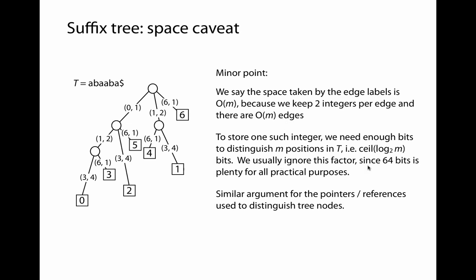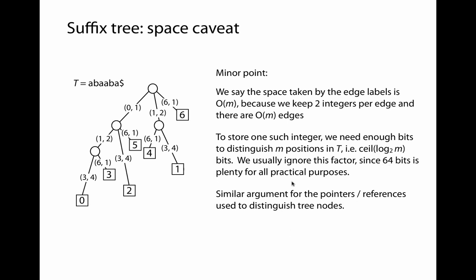And that's because, for all intents and purposes, the number of bits in a typical modern machine word, 64 bits say, is plenty. 64 bits is enough to refer to an offset within a string that is the concatenation of all the genomes that have ever been sequenced. So we typically ignore this factor.